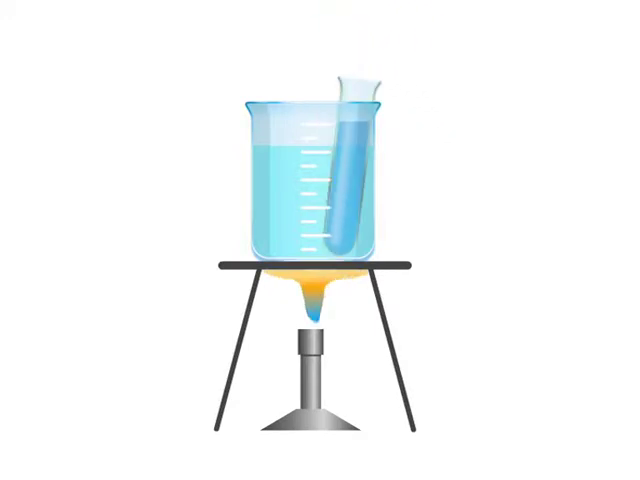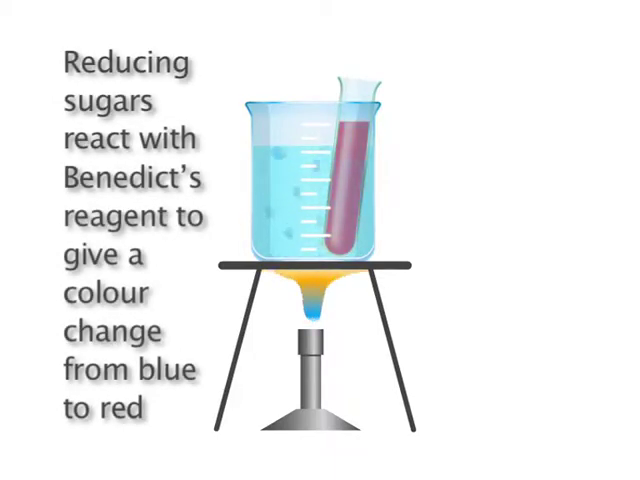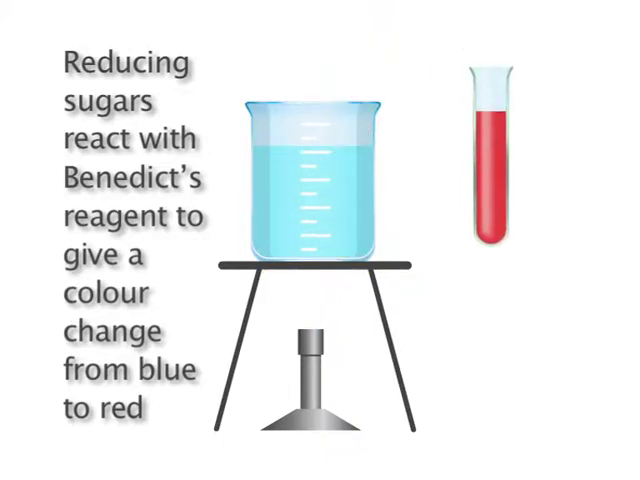Sugars that have a free carbonyl or a free aldehyde group can react with Benedict's reagent in this way, giving a colour change from blue to red. They are therefore called reducing sugars. Sucrose does not react positively with Benedict's reagent, and although it is a sugar, it is a non-reducing sugar.